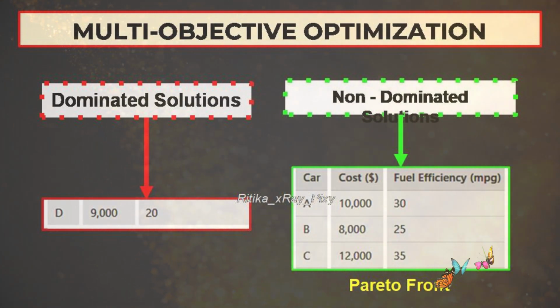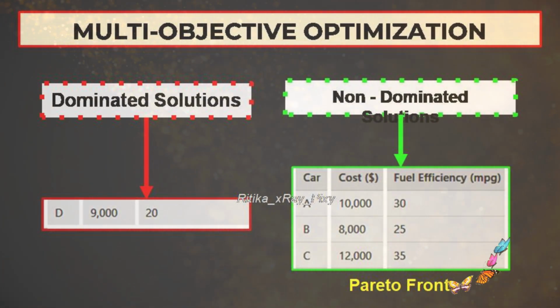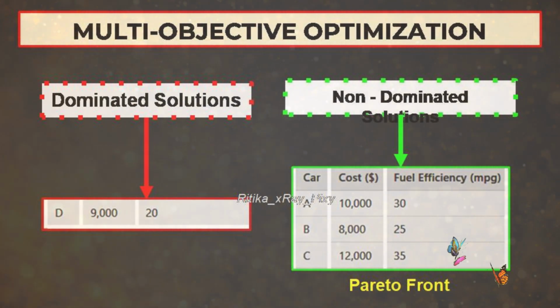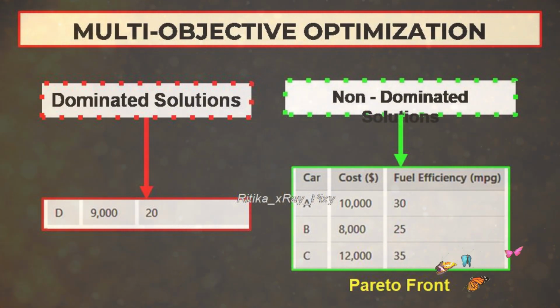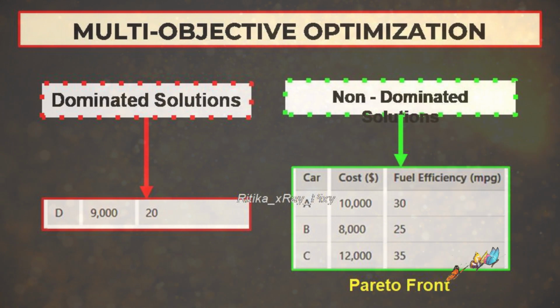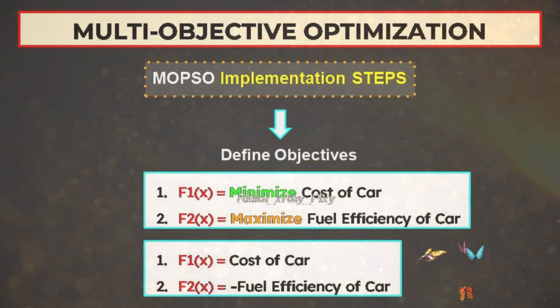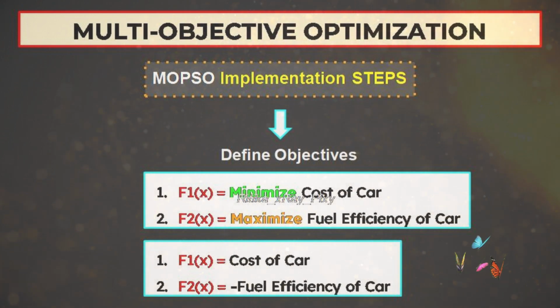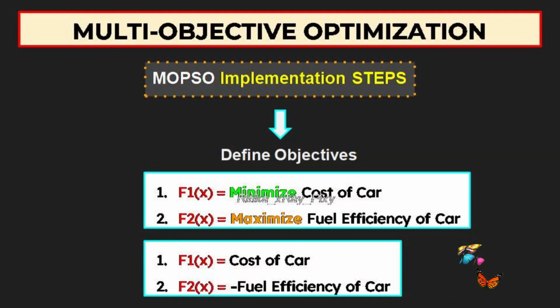And on the other hand, you can see this car D. This car is not a good choice because in comparison with it we have another car, car B. It is both cheaper and more fuel efficient than car D. So by focusing on the non-dominated solutions, that is the Pareto front, we can guarantee that you are making the best possible choice. Now we'll try to understand how we can apply multi-objective PSO to find non-dominated solutions. Here you can see we want to minimize the car cost and we want to maximize its fuel efficiency.